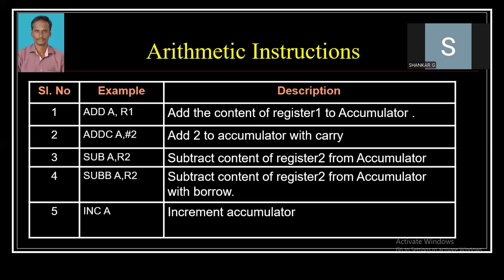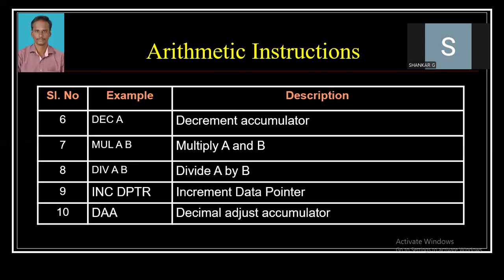Next, INC A, which means increment accumulator. And next, DEC A, which means decrement accumulator. Next, MUL A, B, multiplying the content of B with A. The result is stored in A and B, each containing 8 bits, because the multiplication will produce a 16-bit result. If the accumulator contains 8 bits and B contains 8 bits, the result will be 16 bits.